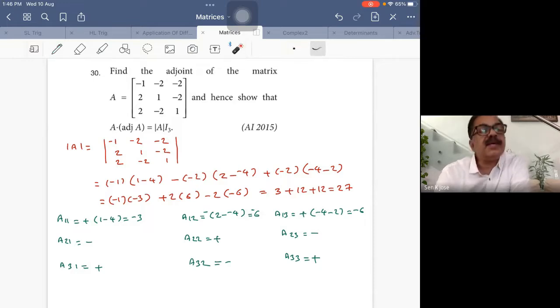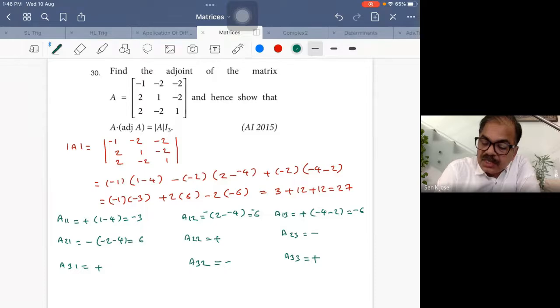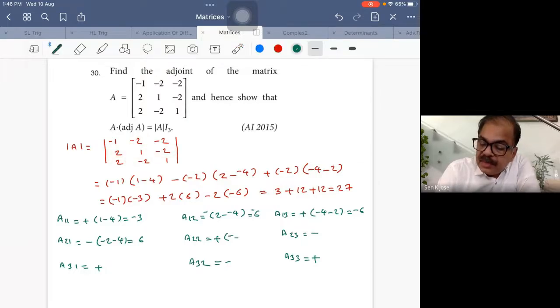Now let's evaluate the cofactors. A21, this is the element A21. Delete the row and the column it contains. Cross multiply. So when I cross multiply, -2, -4. That works out to 6. A22, that's the element A22. Delete the row and the column it contains. Cross multiply. So -1, minus -4. That's going to be 3.